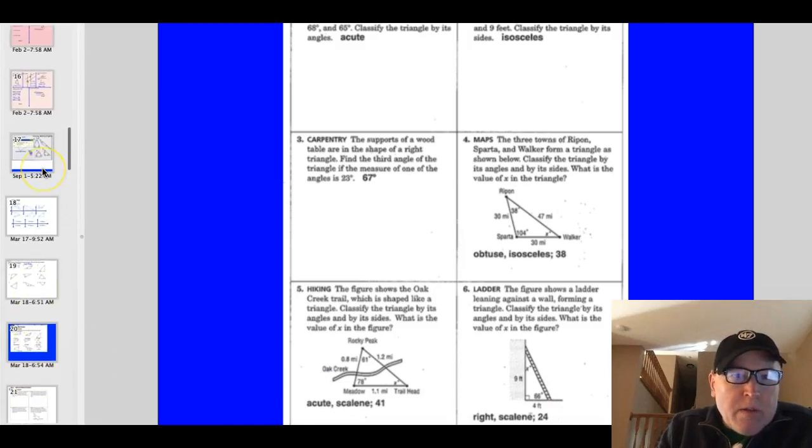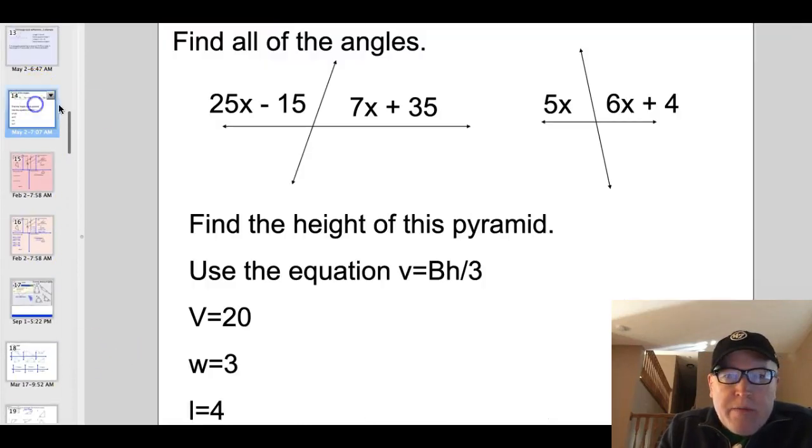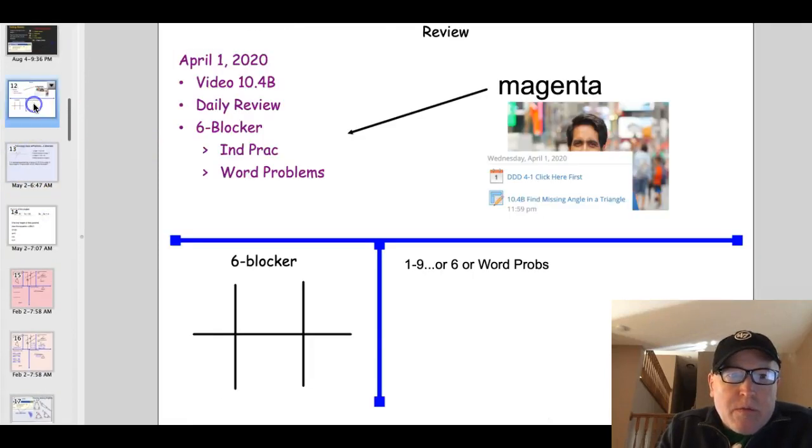All right, that should do it for today. Oops, that should do it for today. Make sure you upload that side by side along with your video ticket right here to the 10.4b missing angles in a triangle spot. That'll be your work.